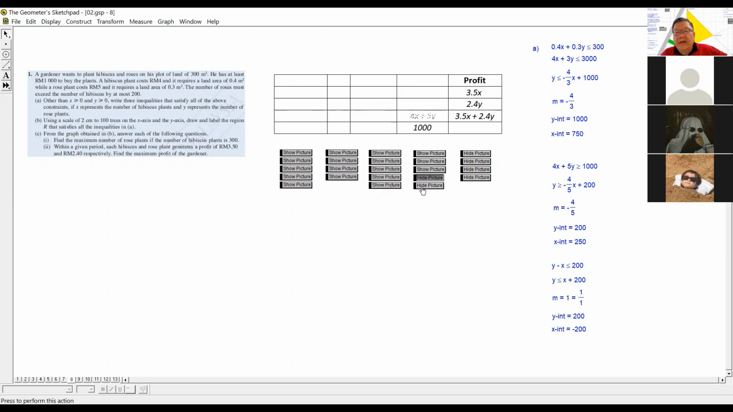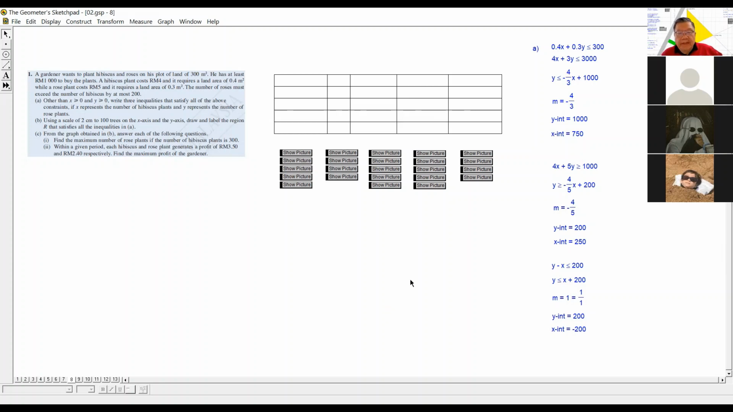A hibiscus plant costs RM4 and it requires a land of 0.4 meters square, while a rose costs RM5 and it requires a land of 0.3 meters square. The number of roses must exceed the number of hibiscus by at most 200. Other than x larger or equal to 0 and y larger or equal to 0, write three inequalities to satisfy all the above constraints.